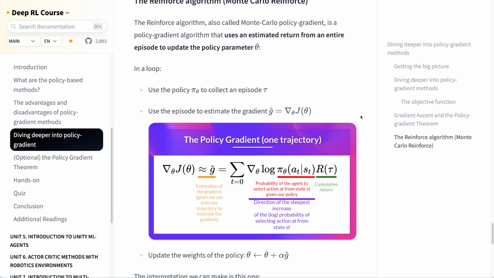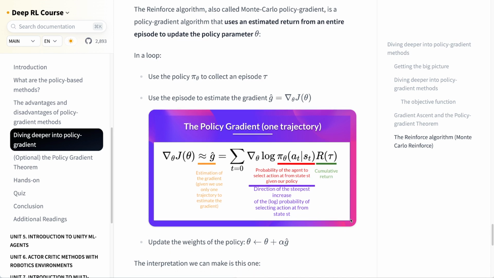So the policy gradient in one trajectory. This is an estimation of the gradient. Probability of the agent to select the action from state S at t given our policy, and this is the direction of the steepest increase of the log probability of selecting action A at t from state S at t. So then we update the weights of the policy.